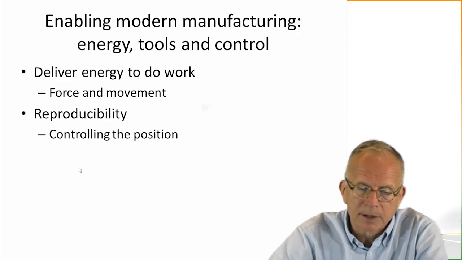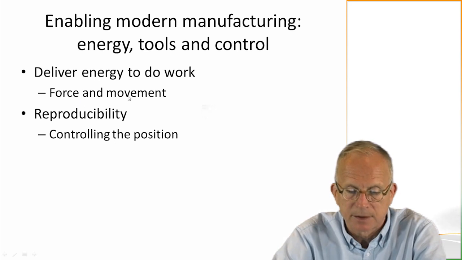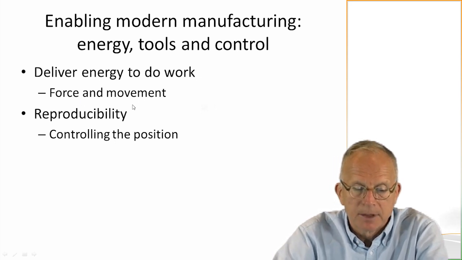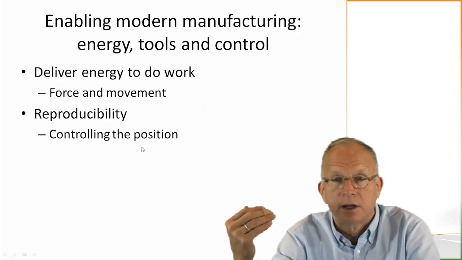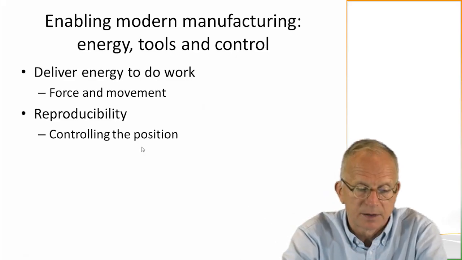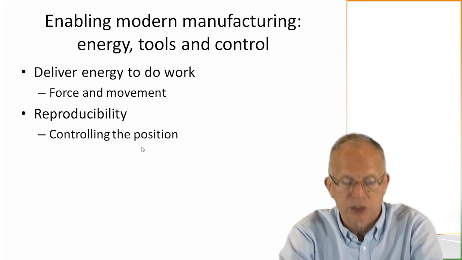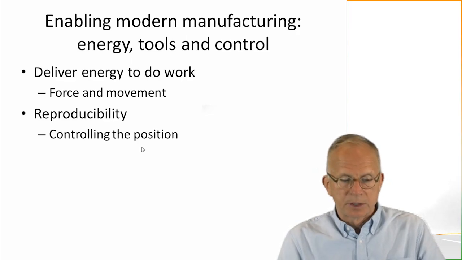All right, so enabling modern manufacturing is energy, tools, and control. So first, we need to deliver energy to do work, and therefore we need to get some force and movement. And then the issue is reproducibility, controlling the position, so we can make parts that are similar enough so that we can do mass production and most of the time want interchangeability.